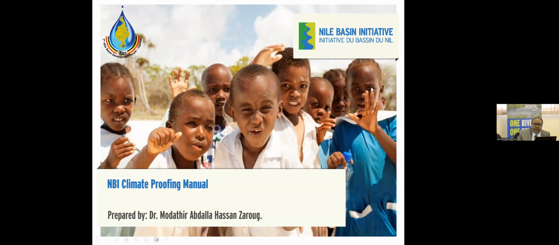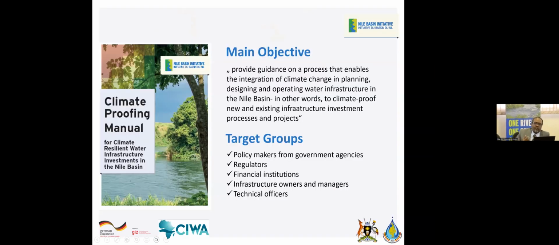Yes. So this is just a quick presentation about the NBI climate proofing manual. At NBI, we developed a climate proofing manual for large infrastructures. This is a report, or a manual, we managed to produce on how to climate proof the large infrastructures here in the region. The main objective was to provide guidance on a process that enables the integration of climate change in planning, designing, and also operating water infrastructure in the Nile Basin. In other words, also to climate-proof new and existing infrastructure investment processes and projects.